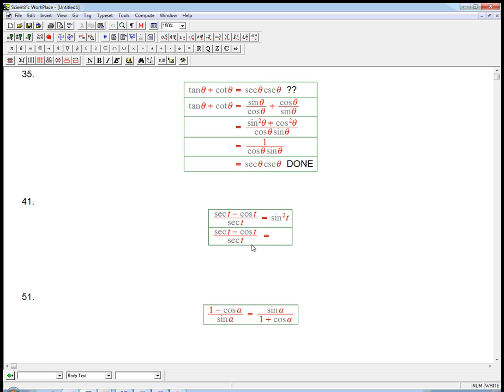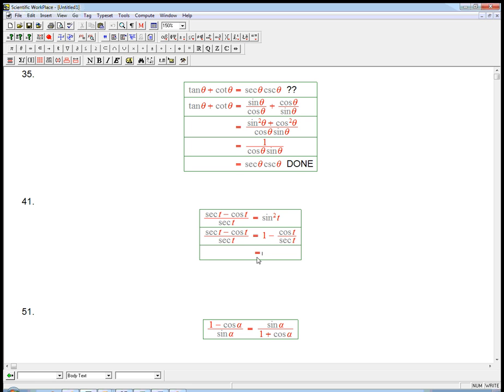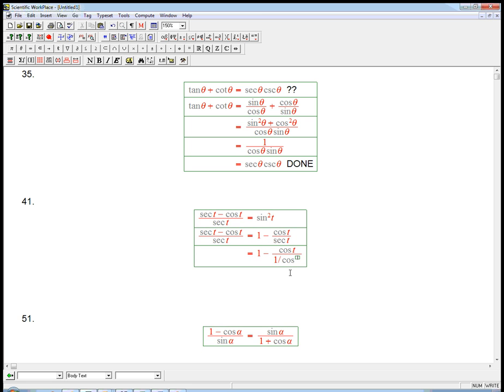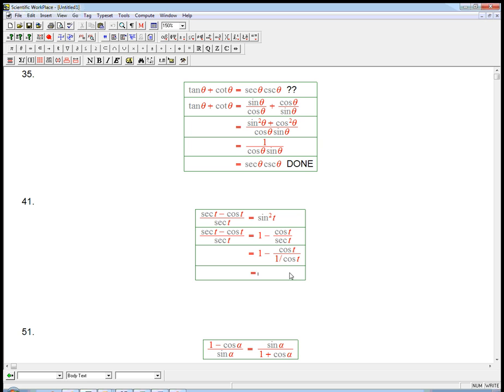Okay, so I'm going to start with the left-hand side, and I'm going to realize that I can split up a numerator. And so that's just going to be secant over secant, which is 1, minus cosine over secant. Okay. Now, cosine and secant don't particularly play well together, so I don't want to leave them in that form. I want to change secant to 1 over cosine. Okay, and then how do I... Ooh, that's not a power. How do I divide by a fraction? I multiply by the reciprocal.